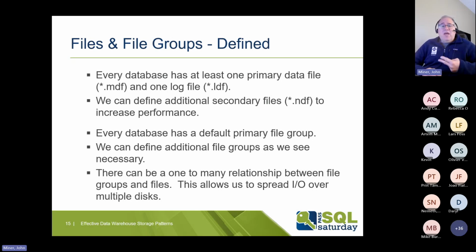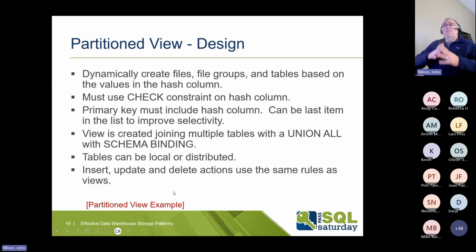But we can also add additional file groups. We're going to talk about that. And there can be a one-to-many relationship between file groups and files. So we can have one file group, but we can make 5 files to it. So that means when we create a table on file group A, it's going to suddenly push the data to 5 different files, which hopefully go to 5 different places on the SAN. So this basically spreads the I/O over multiple disks, and hopefully things go faster. Okay. So we're going to talk about the partition view design.